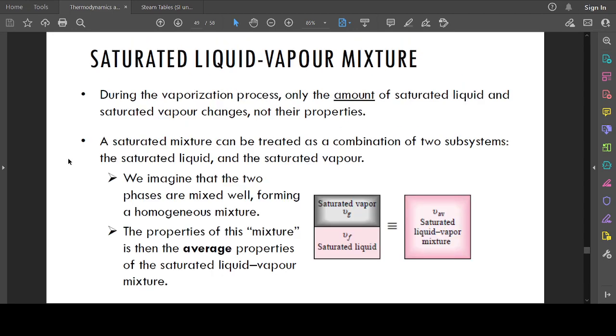So during the vaporization process, only the amount of saturated liquid and saturated vapor changes, not their property. Okay. So the only thing that changes is the amount of liquid as the liquid is being vaporized, converting to gas. So meaning that initially it started as liquid.